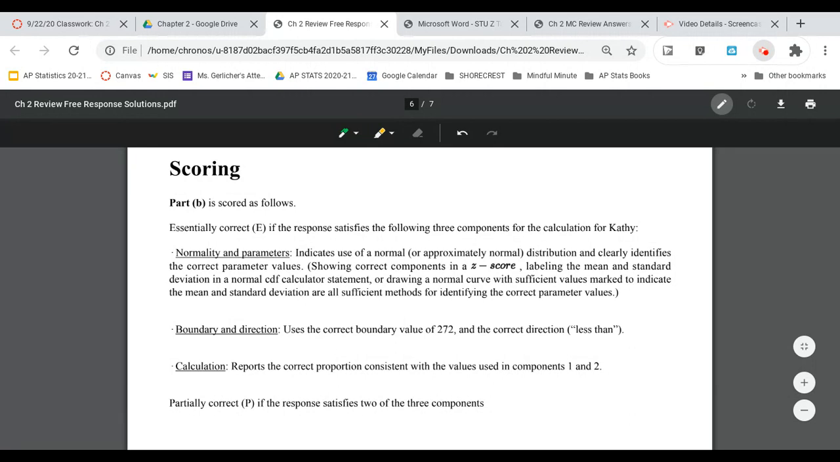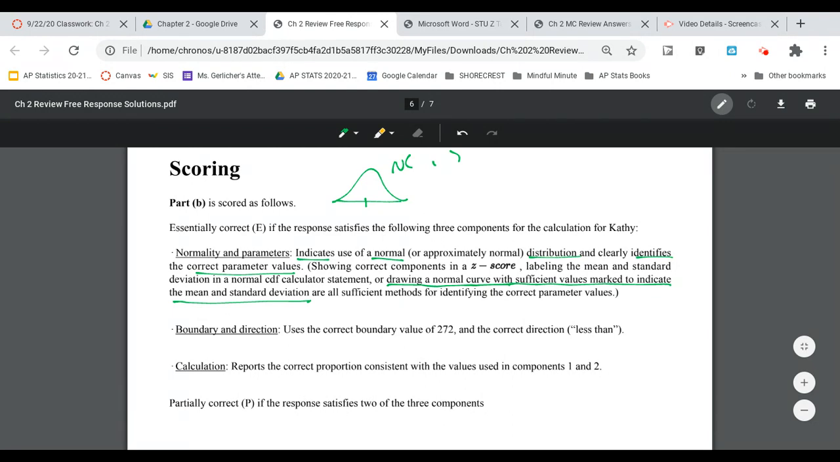So things that they're looking for to get essentially correct: indicates use of a normal distribution. So you're telling them it's normal, and you're clearly identifying the correct parameter values, so the things that you're plugging in, the correct components, and a Z-score. So notice that they say drawing a normal curve with sufficient values marked to indicate the mean and standard deviation are sufficient methods. So by doing the normal curve and putting the mean, that covers your bases. You've shown that it's normal. You've shown what your mean and standard deviation are.